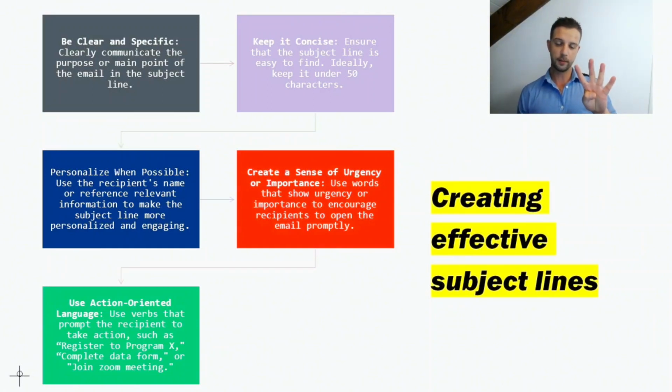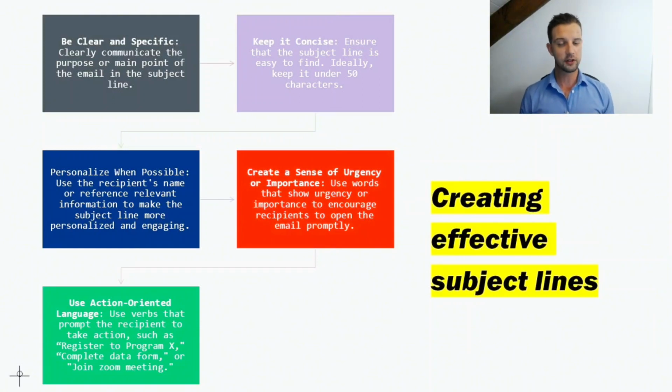Let's move on to step number 4, the red block. Create a sense of urgency or importance. So you should use words that show urgency or importance to encourage recipients to open the email promptly, quickly, right? There are certain words that you can use, like attention or urgent, and we will see some of these in the next slide. You will notice them.